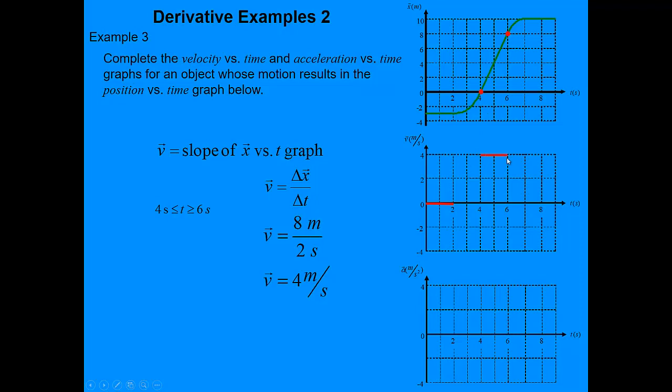Right, there we go. So what's happening in between 2 and 4 seconds? Well, the slope is getting steeper, which means the velocity is increasing. So he's speeding up. So maybe we could draw something like that. Now, I drew it as a straight line with sharp corners. Is that really accurate? Maybe. It's kind of hard to tell.